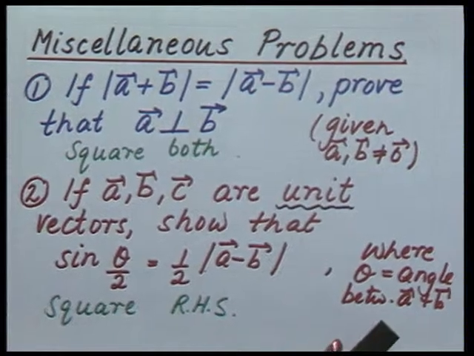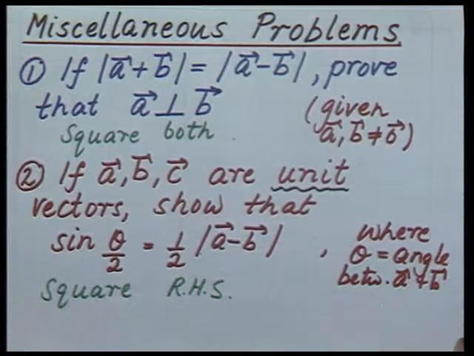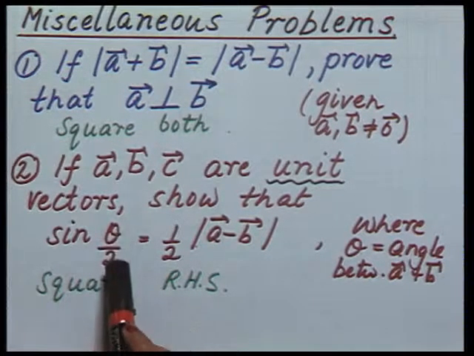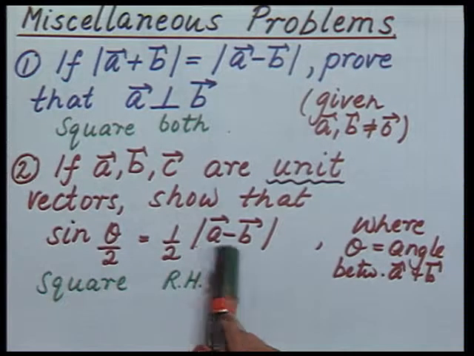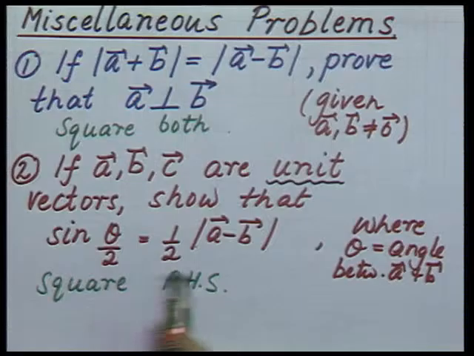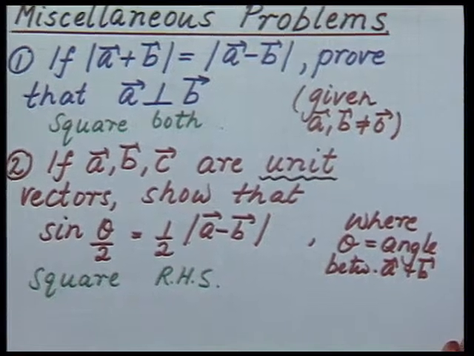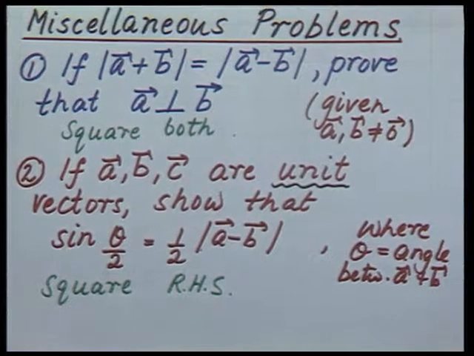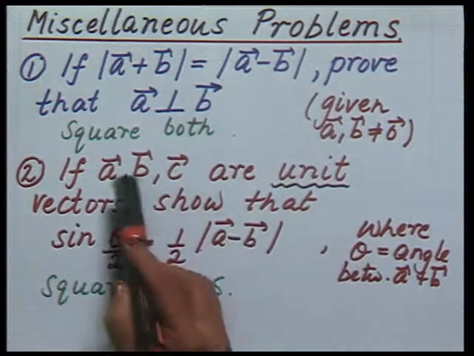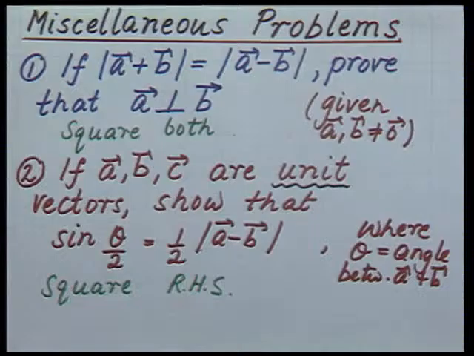Question number 2: if A, B and C are unit vectors, show that sine theta by 2 is half of mod A minus B, where theta is the angle between A and B. The hint here is to square the right hand side. Note that A, B, C are all unit vectors. Let us see what we get.